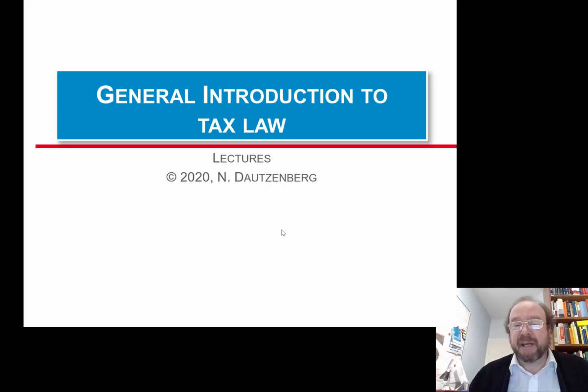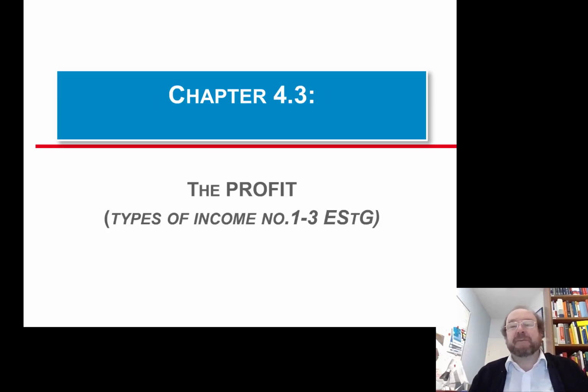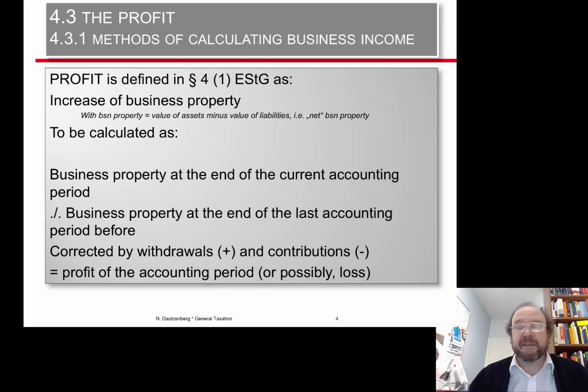Now, here is some gap still to fill within the lecture of General Introduction of Tax Law. Somewhere in the middle, there was still a gap, and that gap was chapter 4.3, the profit. So, the tax base which we need for the income types 1, 2, and 3. That's agriculture, business, and self-employment in Germany. The profit is defined as the increase of business property in section 4.1 or paragraph 4.1 in the German Income Tax Act.